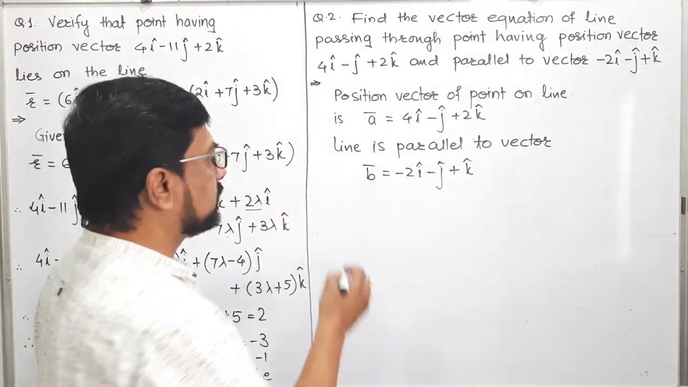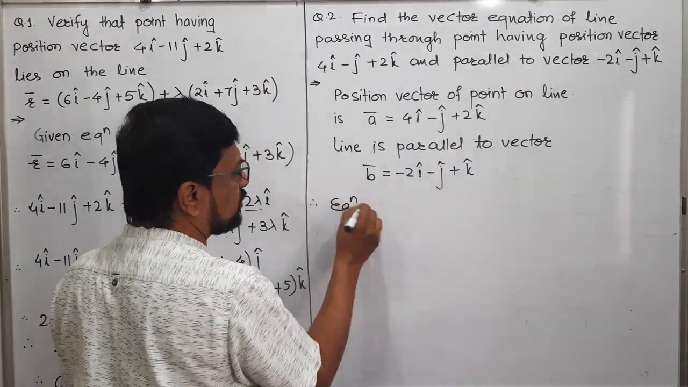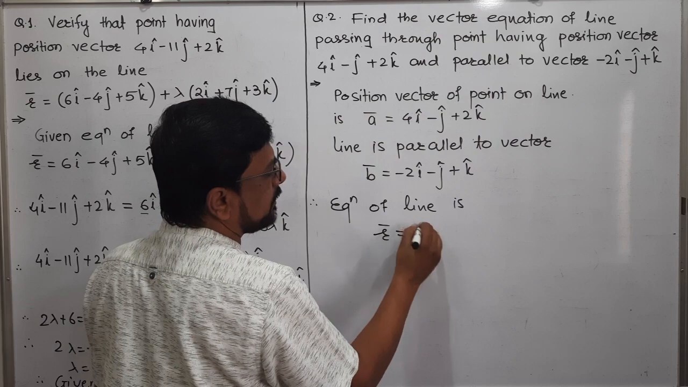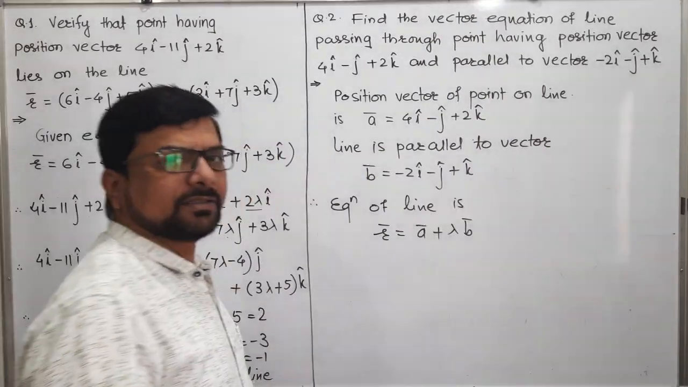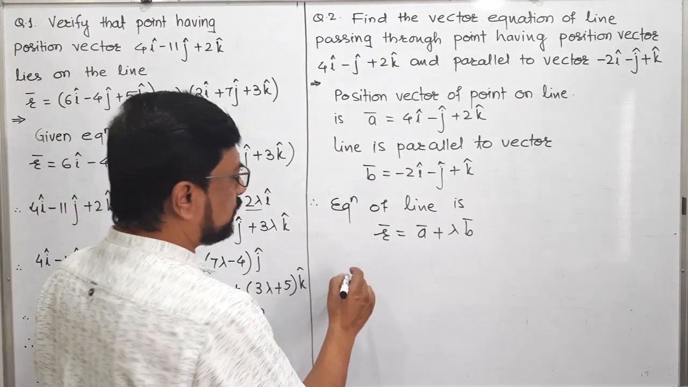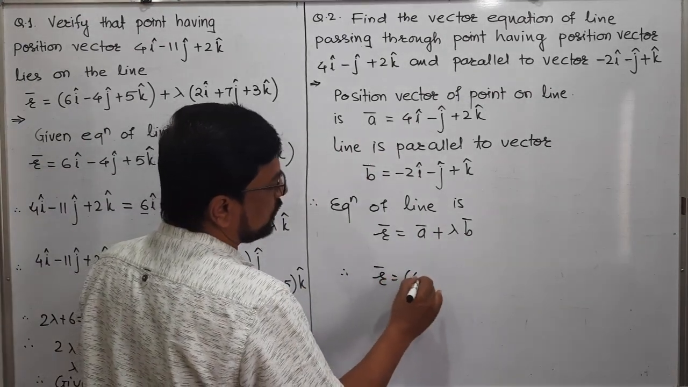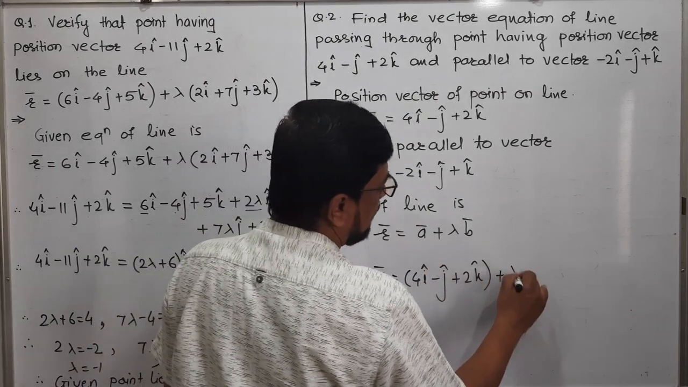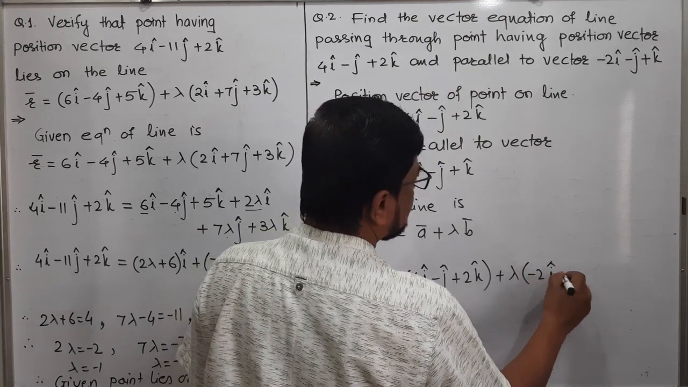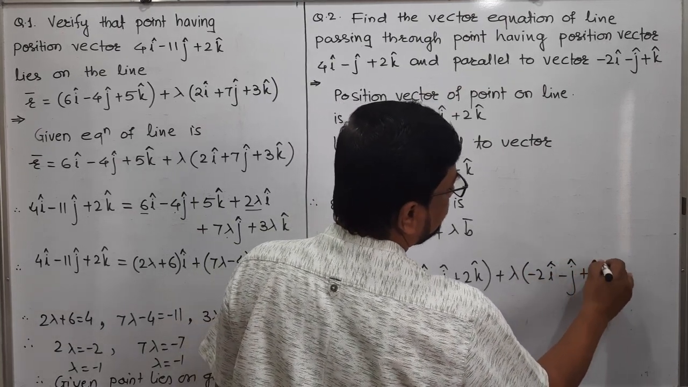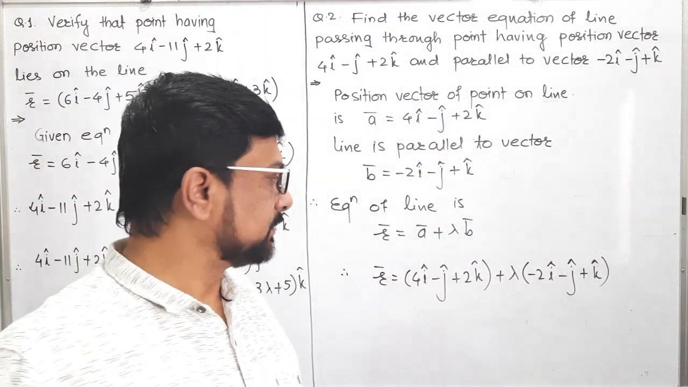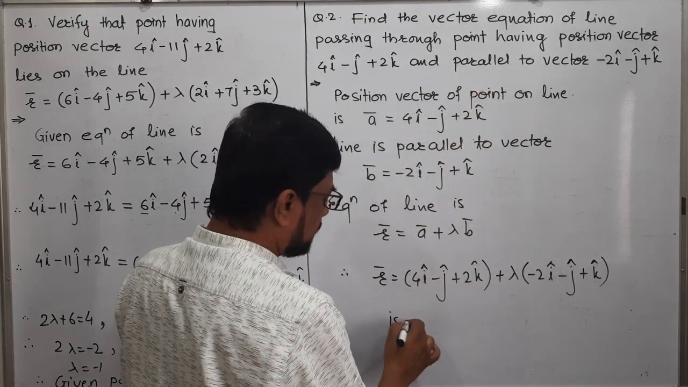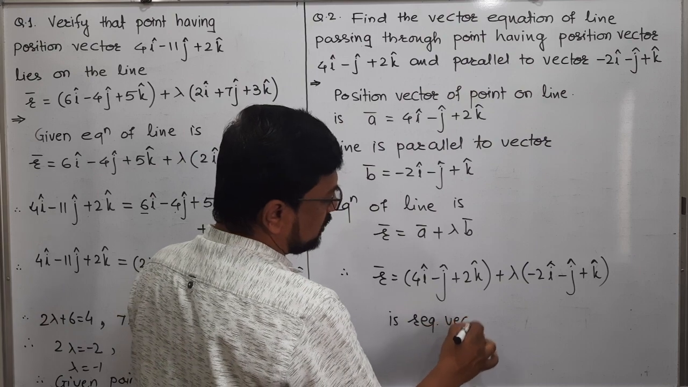Now we know that the equation of line is given by R vector is equal to A vector plus lambda into B vector. Just we have to keep these two values here. Therefore we have R vector is equal to this 4 I cap minus j cap plus 2k cap plus lambda into minus 2 I cap minus j cap plus k cap. Got it? This is said to be vector equation of the line, is required vector equation of line.